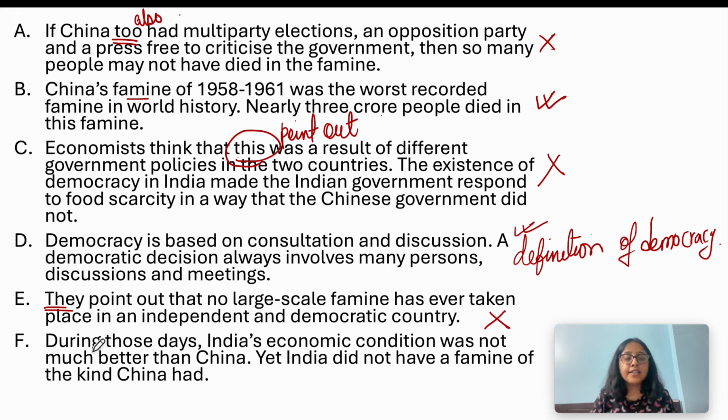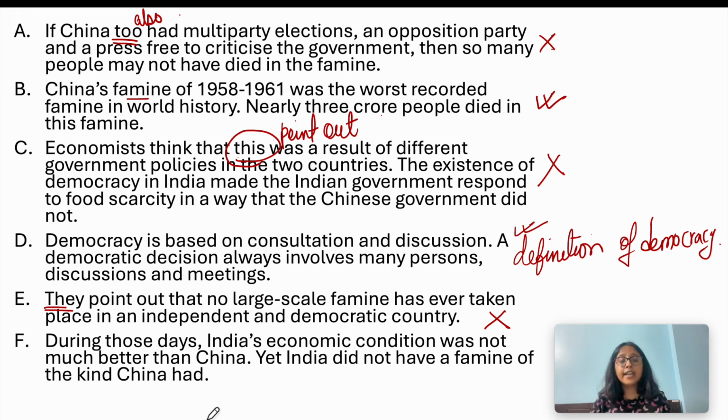Okay, next. During those days, India's economic condition was not much better than China. Yet, India did not have a famine of the kind China had. So, India's economic condition was not much better than China. It was almost equal or slightly better than China. But India never faced such a huge famine. India mein itna zyada food shortage nahi hua jitna ki China mein hua tha. Jabki India ka economic condition China se bahut achha nahi tha.